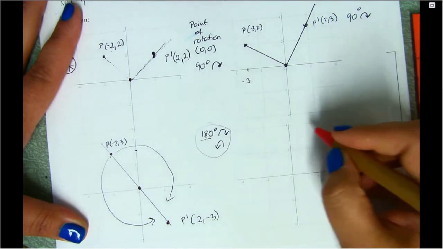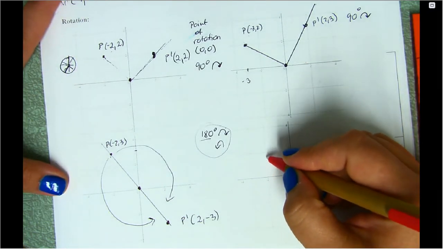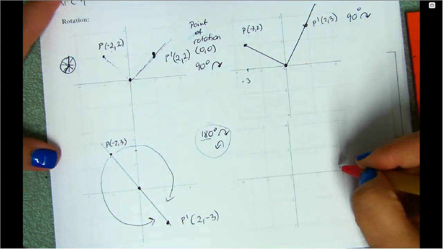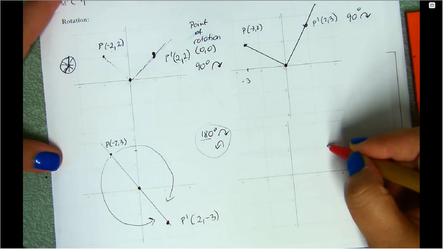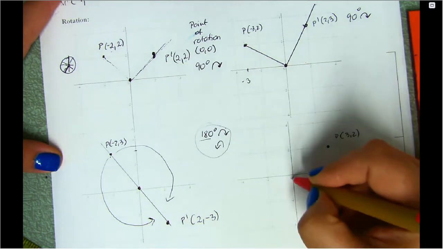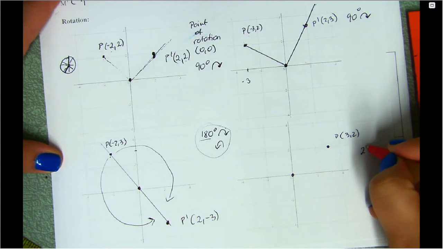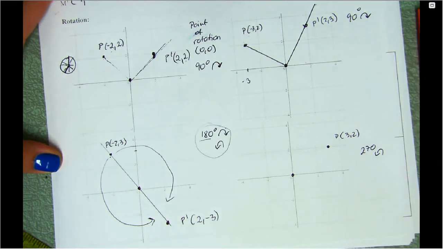Okay, I have a point. Now let's use 3, 2. This is my pre-image, 3, 2. This time, again, 0, 0 is my point of rotation. I want to go 270 degrees, and I want to go counterclockwise.